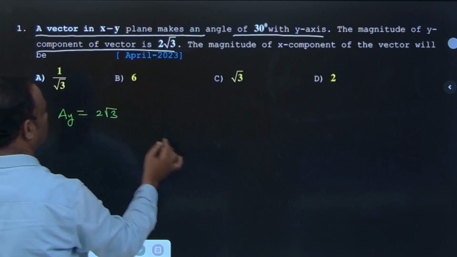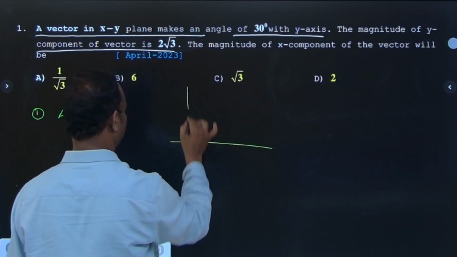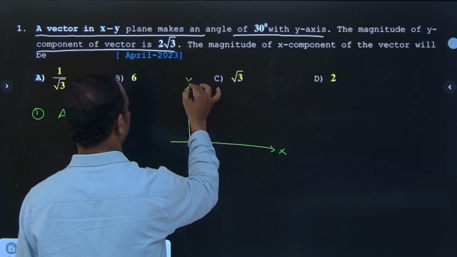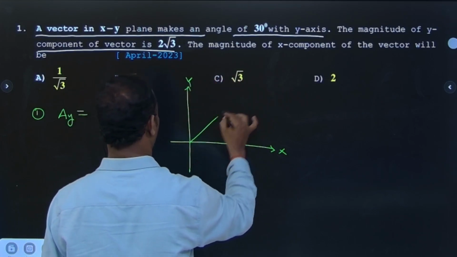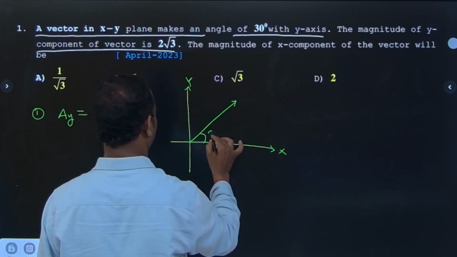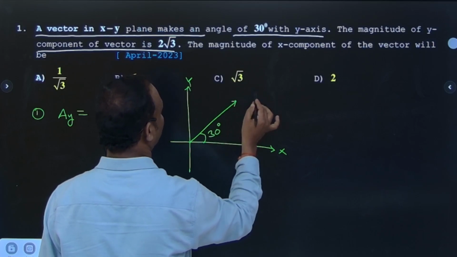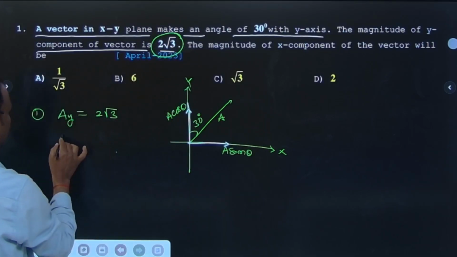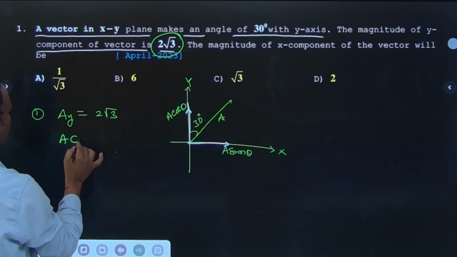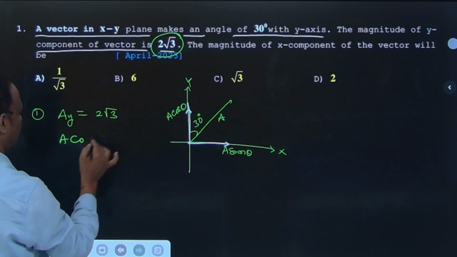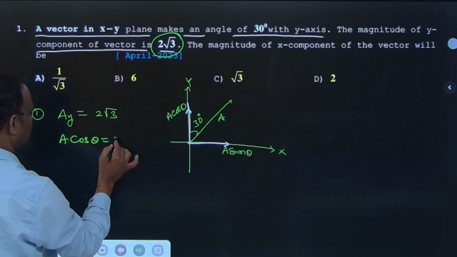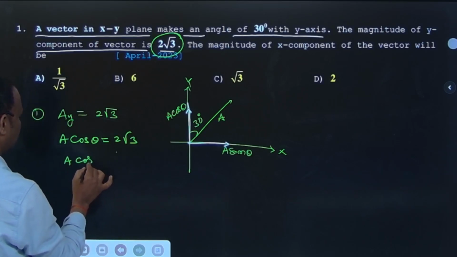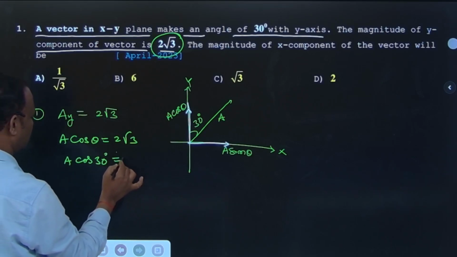Now in the xy plane, this is the x and y axis. This is the vector, and this vector makes an angle of 30 degrees. So Ay is A cos theta along the y-axis. A cos theta is equal to 2 root 3, so A into cos 30 degrees is equal to 2 root 3.